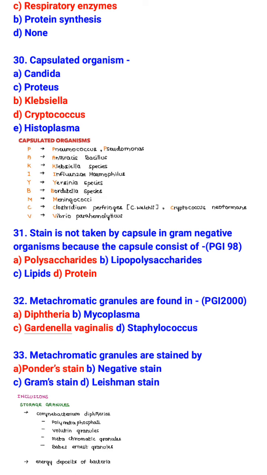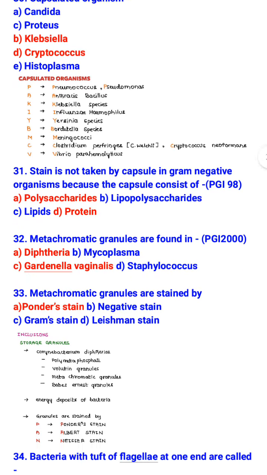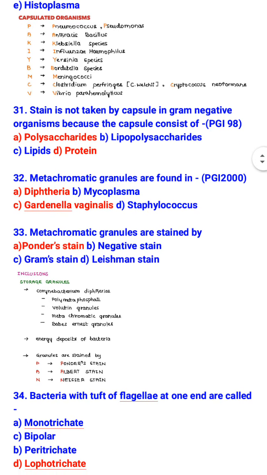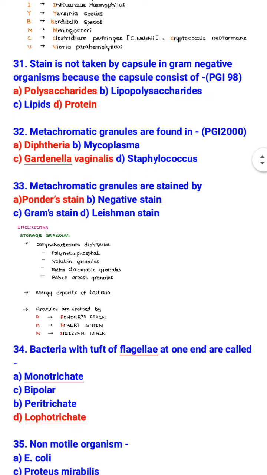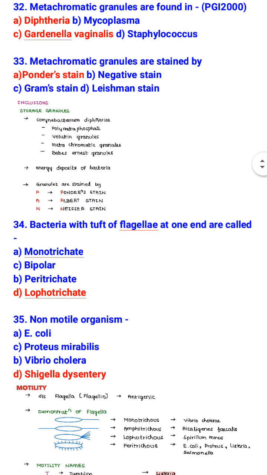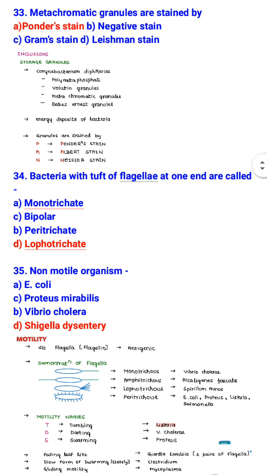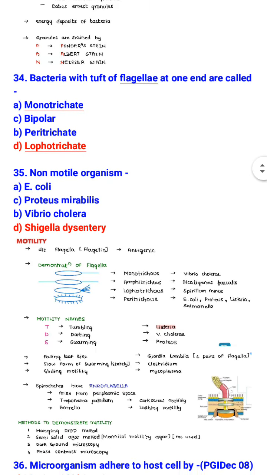Which stain is not taken by capsule in gram negative organism? Gram stain is not taken by capsule in gram negative organism because the capsule consists of polysaccharide and protein. Metachromatic granules are found in diphtheria and Gardnerella vaginalis. Metachromatic granules are stained by Ponder's stain. Bacteria with tuft of flagella at one end are called lophotrichous. Non-motile organism is Shigella dysenteriae.